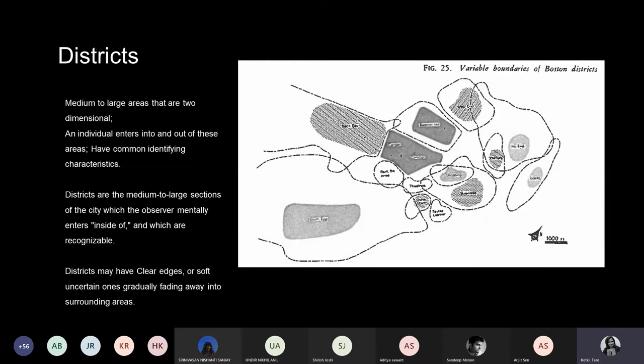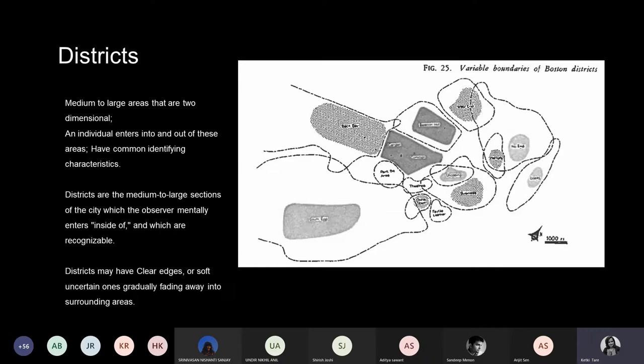So here again, you will see that certain districts have very clear edges, but certain districts have very overlapping edges for different people, for the observers, or in terms of how they perceive these boundaries. Okay, so there are no clearly defined physical boundaries in this case, but you have a very incidental or notional sense of boundaries that exists, right?